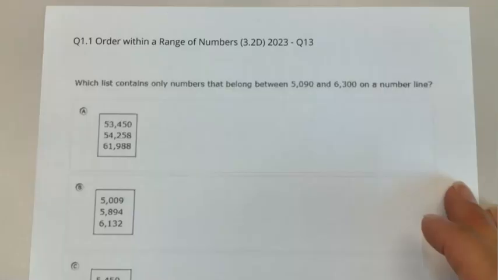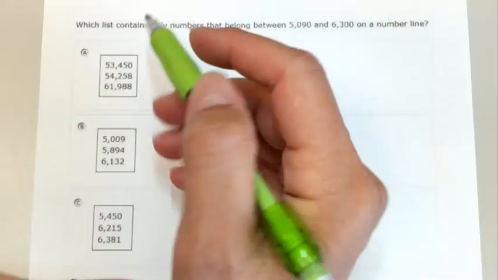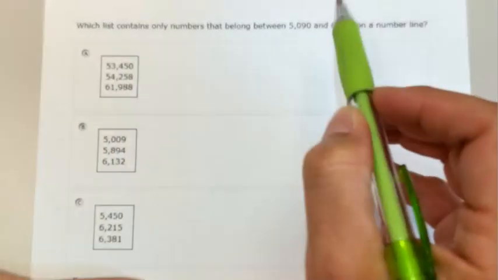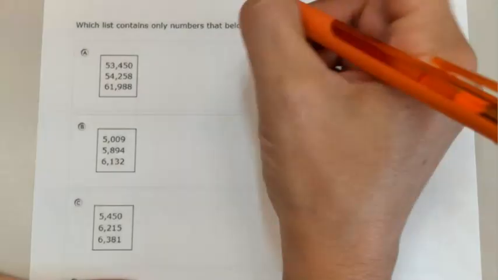Today we're going to look at the third grade STAR released question from 2023 about ordering within a range of numbers. So our question is, which list contains only numbers that belong between 5,090 and 6,300 on a number line? So there's some pretty important information happening here.